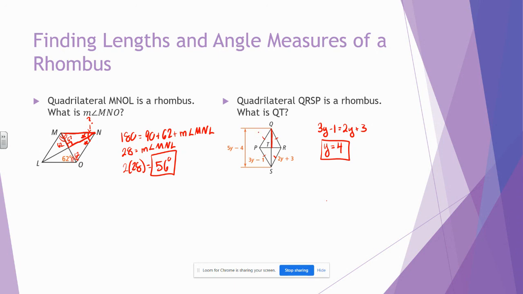So that means that the side length here is equal to 4. All of them are equal to 4. So since we have y, we can plug that in for the whole length of QS. So 5 times 4 minus 4, I'm sorry, that's 20 minus 4 is 16. We know that the perpendiculars bisect each other, so that means that QT is exactly half of QS. So QT is equal to 16 divided by 2, which is going to give me 8.